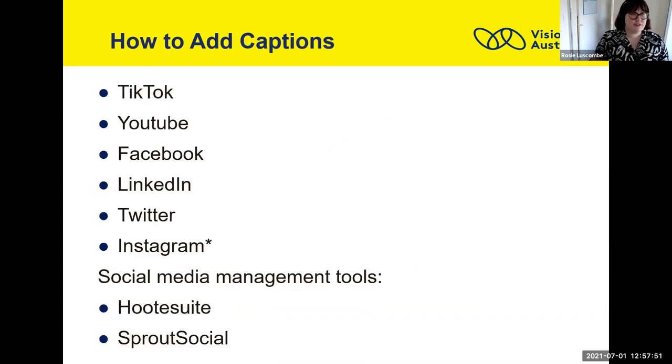So how to add captions? The links to the step-by-step for each of these will be posted in the chat, but you can add captions on TikTok, YouTube, Facebook, LinkedIn, Twitter, and Instagram. And you can add captions to some social media sites through your social media management tools. Both Hootsuite and Sprout Social allow caption files to be added to posts. For Hootsuite, these files can be added to Facebook posts, but it's unclear if they can be added to other platforms. For Sprout Social, caption files can be added for posts on Facebook, Twitter, and YouTube.